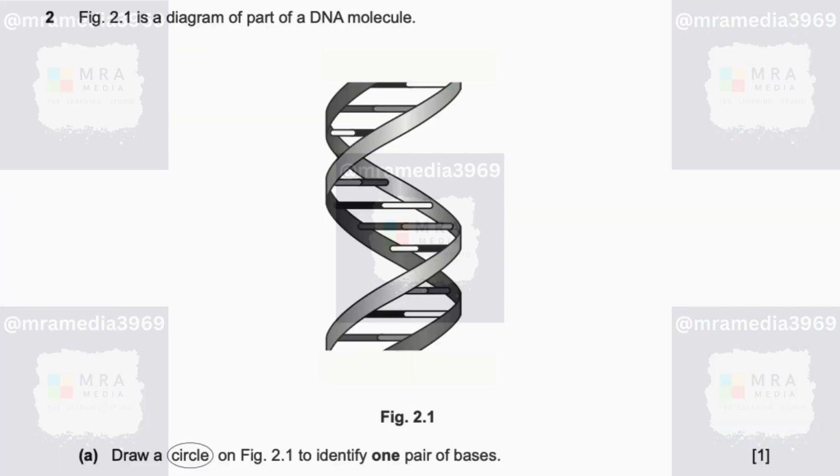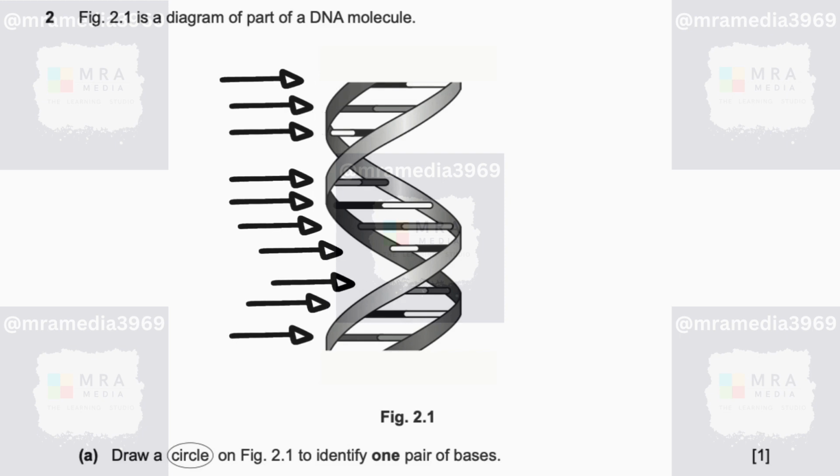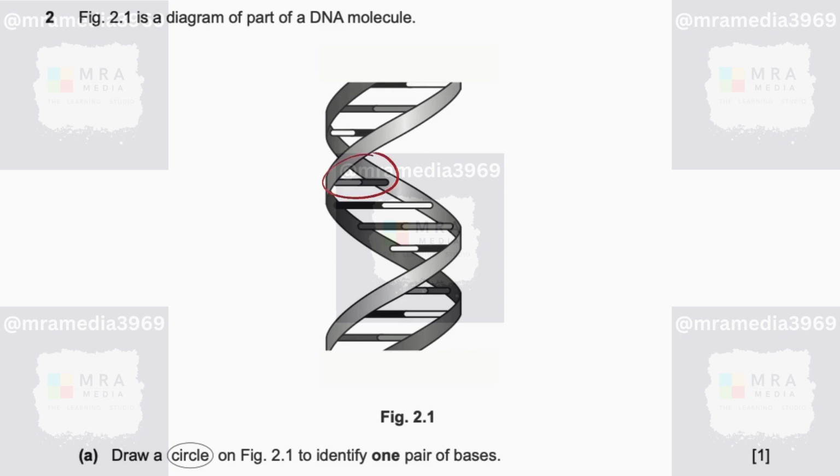Figure 2.1 is a diagram of part of a DNA molecule. Draw a circle on figure 2.1 to identify one pair of bases. In DNA, the four nitrogenous bases are adenine, A, thymine, T, cytosine, C, and guanine, G. These bases pair up with each other. So here a base pair means two bases coupled together, which can be any one of these pairs. So let's say we can circle this one.